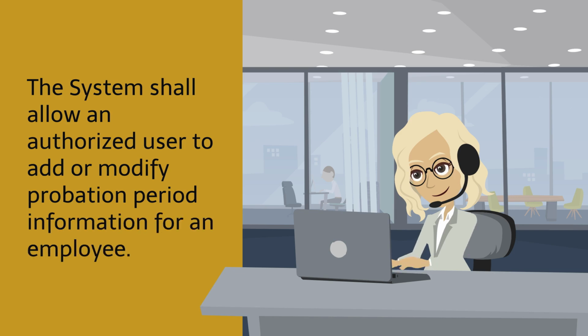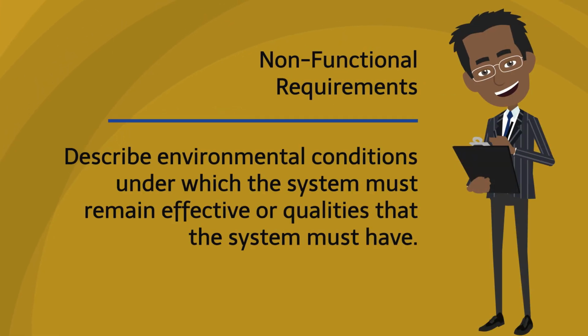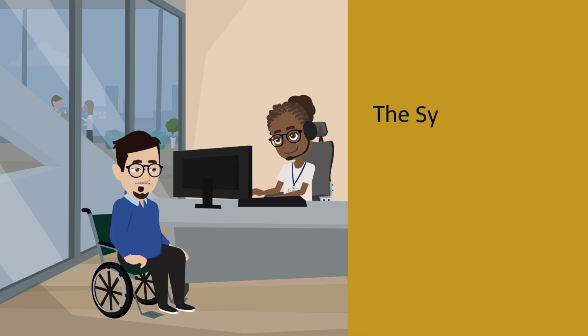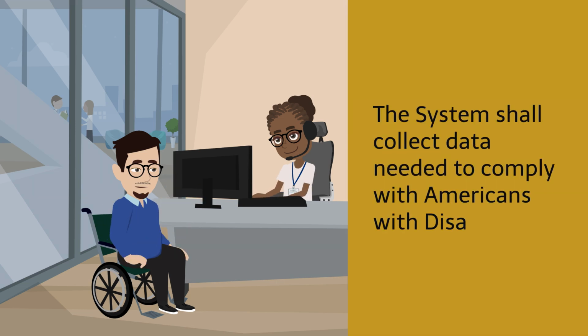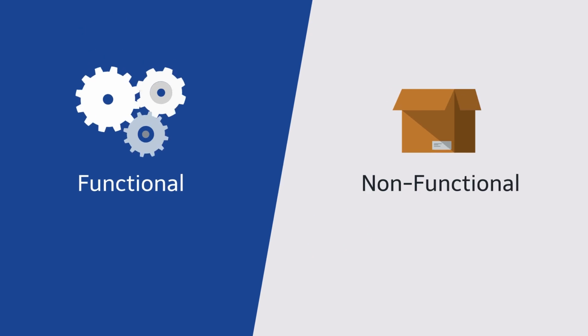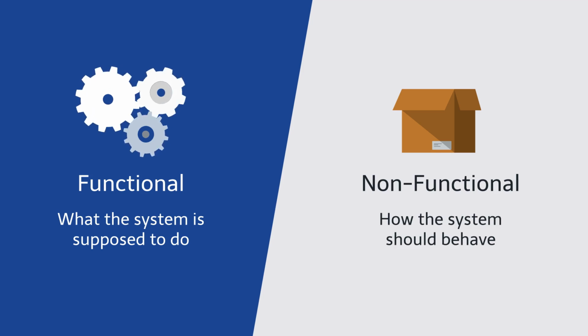Non-functional requirements describe environmental conditions under which the system must remain effective or qualities that the systems must have. An example of a non-functional requirement is, the system shall collect data needed to comply with Americans with Disability Act. In comparison, functional requirements refer to what the system is supposed to do, while non-functional requirements are the criteria that define how the system should behave.